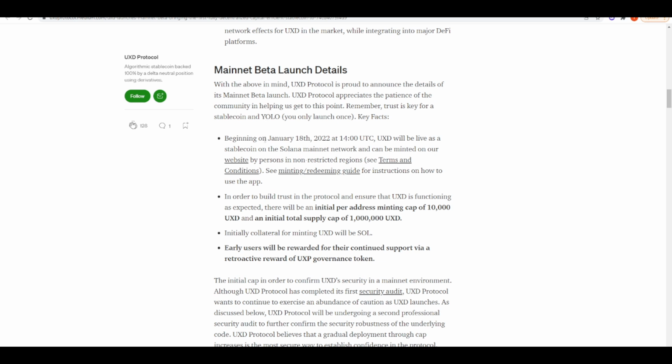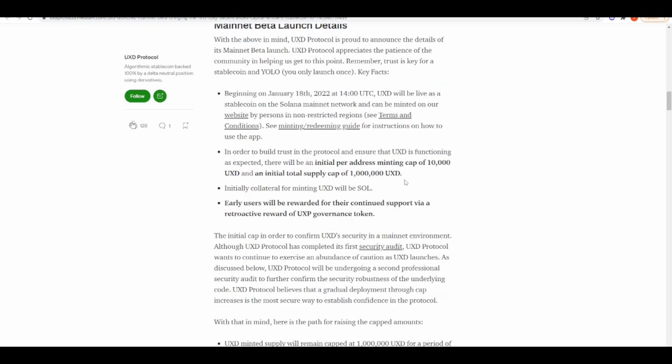So they went live on January the 18th at 2 p.m. UTC. The initial cap for minting UXD was 1 million UXD, and it makes sense because they're new to the ecosystem and they wanted to make sure they didn't crash Mango Markets and that sort of thing. Initially, collateral for minting UXD is only going to be Sol, but like I said, they're probably going to integrate more stuff in the future.